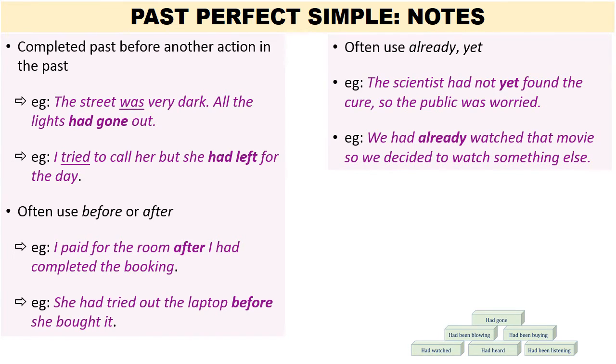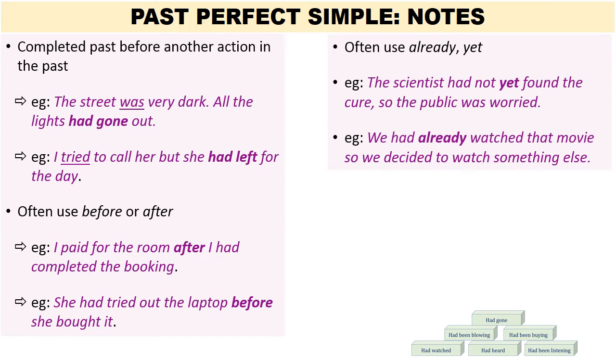Now we often use already or yet with the past perfect simple tense. For example, the scientist had not yet found the cure, so the public was worried. Note the position of yet: it comes after our verb had and before the main verb found.